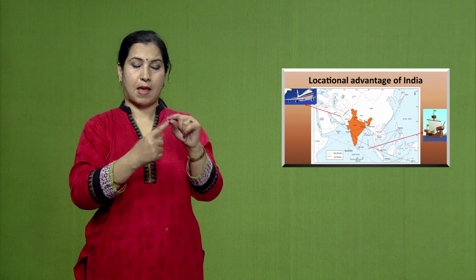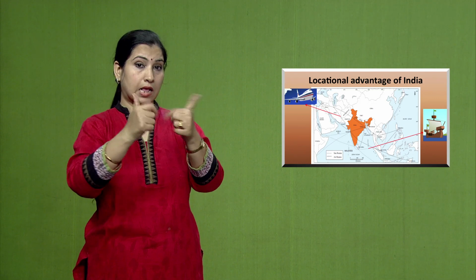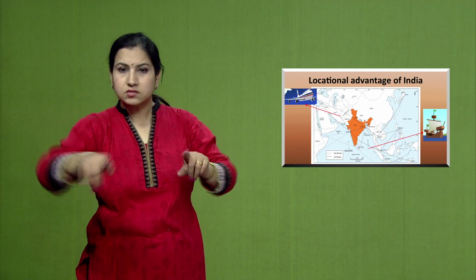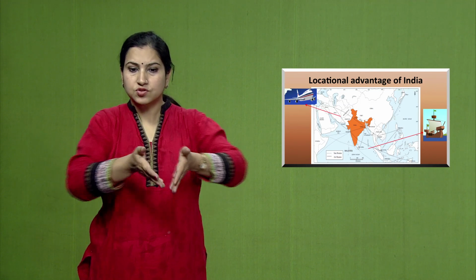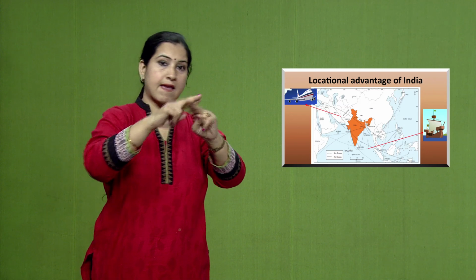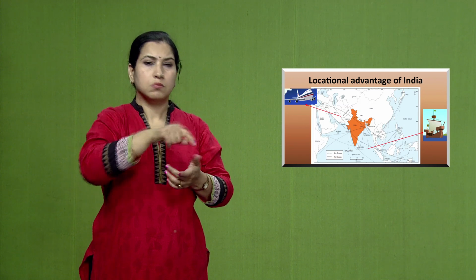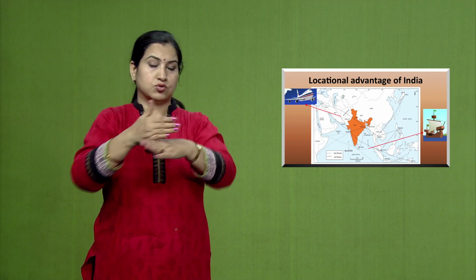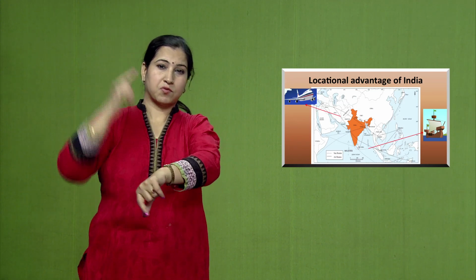Look at the map. India is the largest country in terms of area and population in South Asia. It is surrounded by seas and oceans on three sides. Its advantageous location in the Indian Ocean helps it in commanding sea routes between Europe and Africa, Southeast Asia, Far East Asia, and Oceania. It is because of this that India has shared good trade relations with many countries since ancient times.